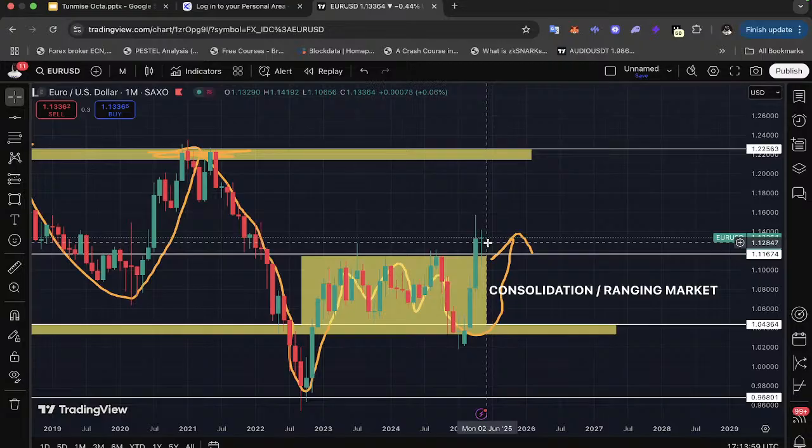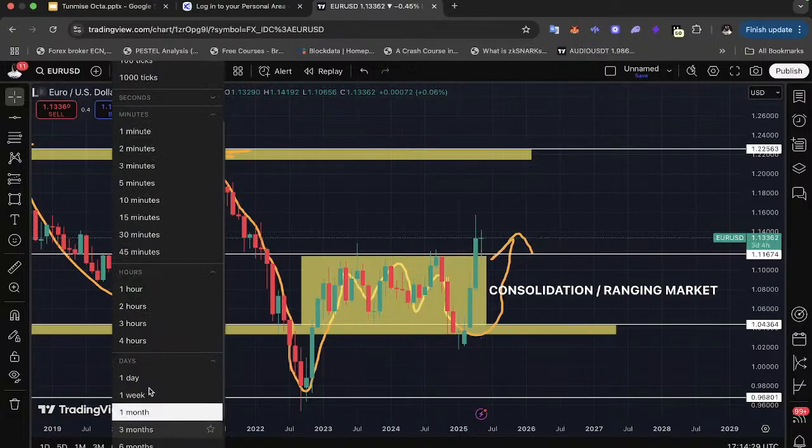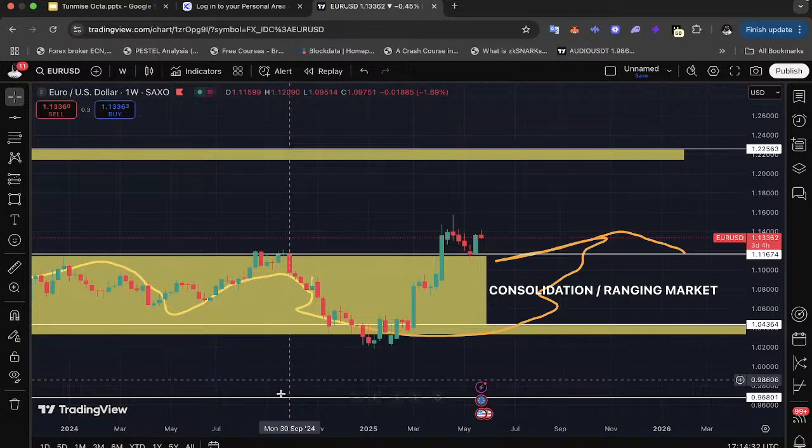So now that we've established that prior to the breakout, there was a ranging market in the monthly time frame, and after the ranging market the breakout happened, and price is now above the ranging market, we are going to go down to the weekly time frame. Now you can see it's becoming a more interesting chart for us to see.